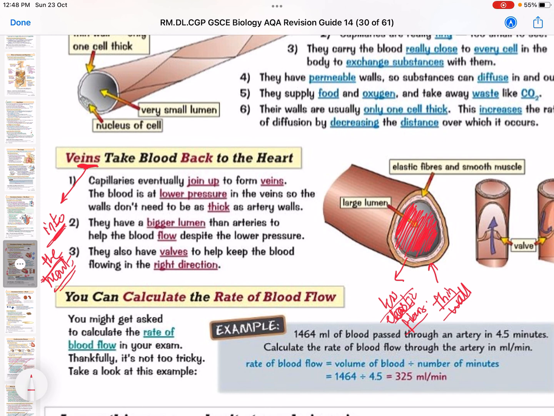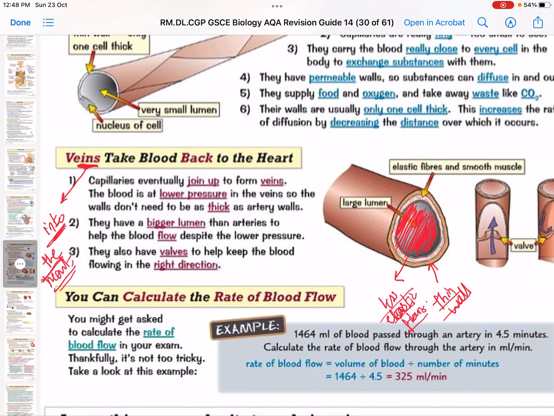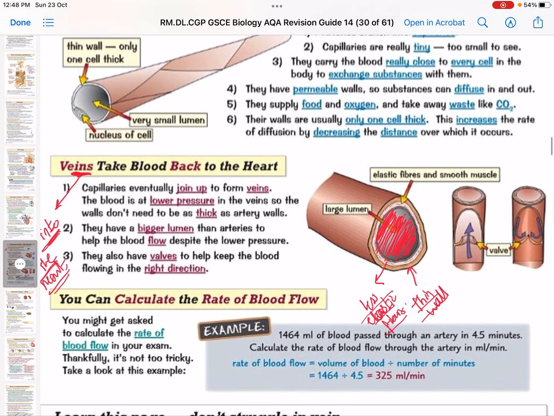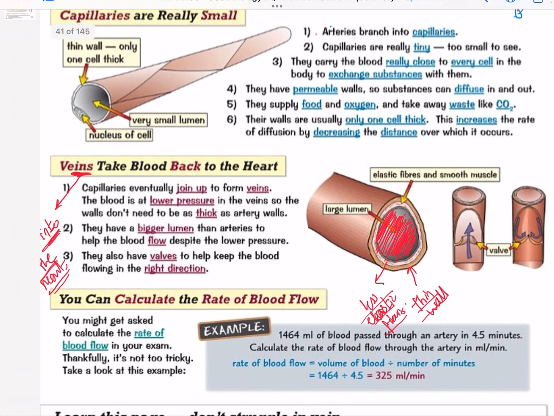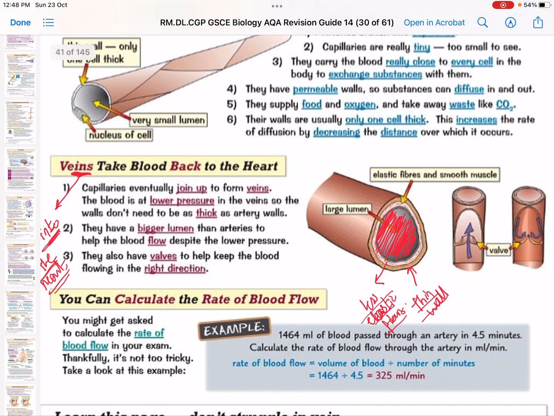This is allowed to help the blood flow despite the low pressure. But there is a very important structure in the veins that allows the blood to go back to the heart without moving in the reverse direction. This structure is the valves.